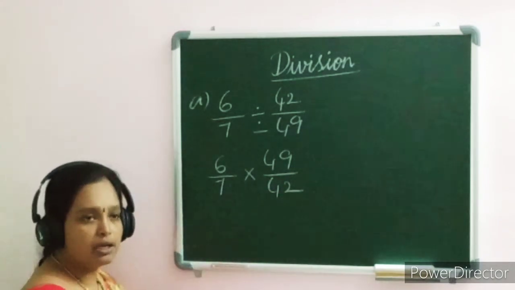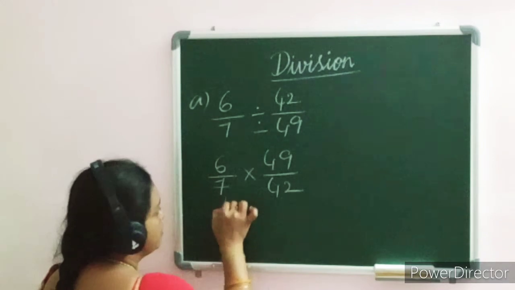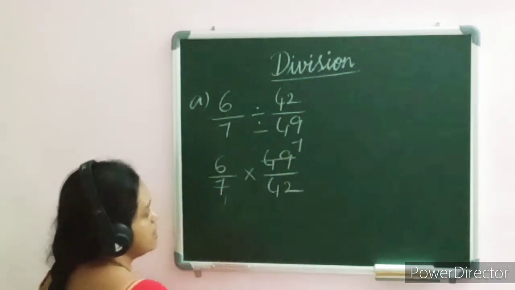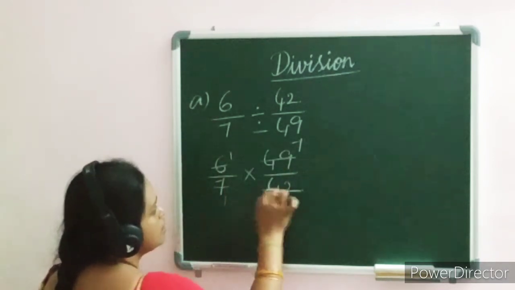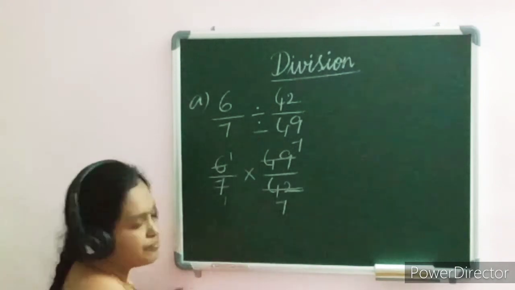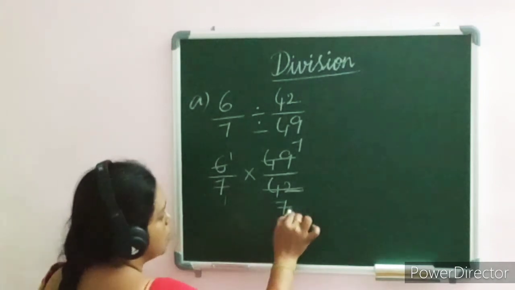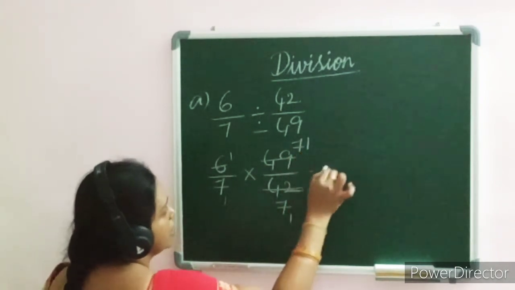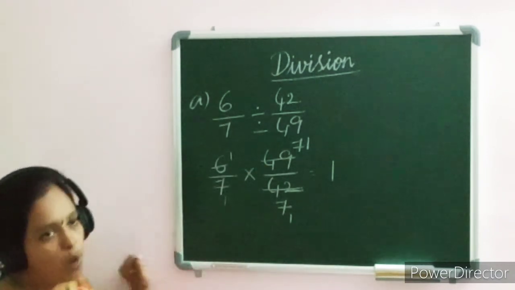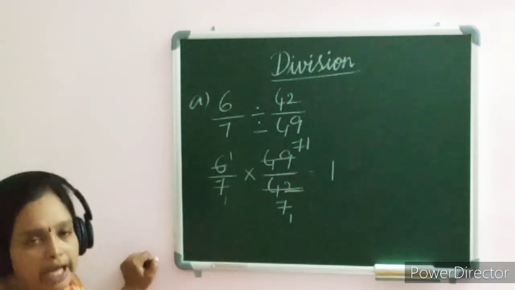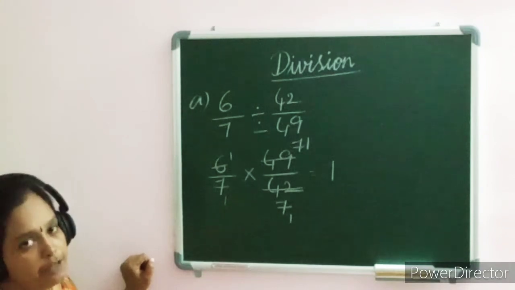Now you can do cancellation. 7 ones are 7, 7 sevens are 49. Now 6 ones are 6, 6 sevens are 42. Right? Now 1 by 1, your total answer is 1. This is how you need to calculate the divisions.